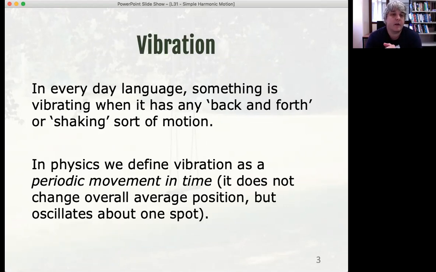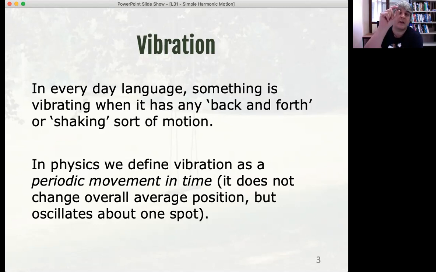In physics, though, a vibration is a periodic movement in time. That means it's not just shaking randomly, it means that it's oscillating. Vibrating means it has a regular amount of time for every little vibration to occur, and it repeats that same process. It also means that its overall average position is not changing. So in physics, a vibration is a vibration about one specific location.